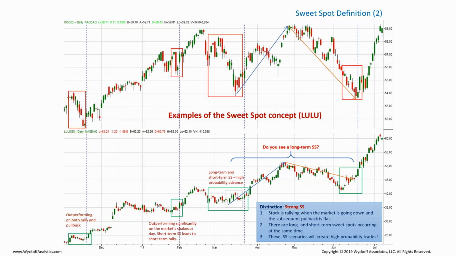Look at the next sweet spot. Up, down, up, down, up, down. So quite a different picture here again, where the market is creating short-term weakness and the stock is creating short-term strength, and that again suggests some kind of outperformance. Not a lot this time, but then the next one, look at how significant this discrepancy is between the market and the stock.